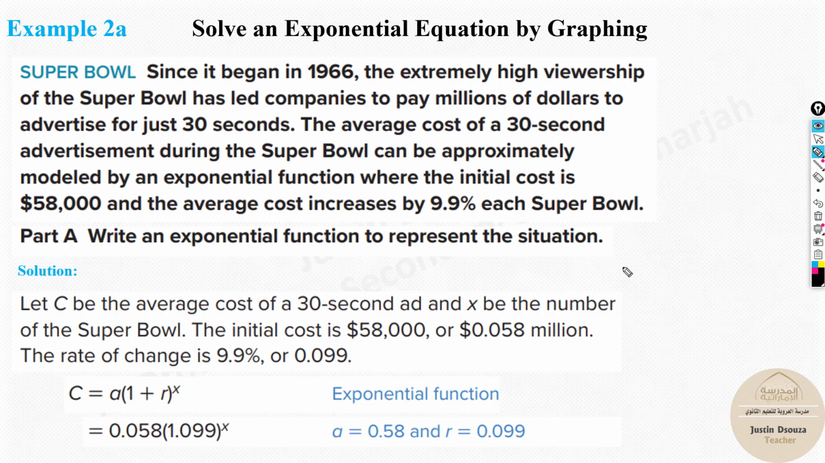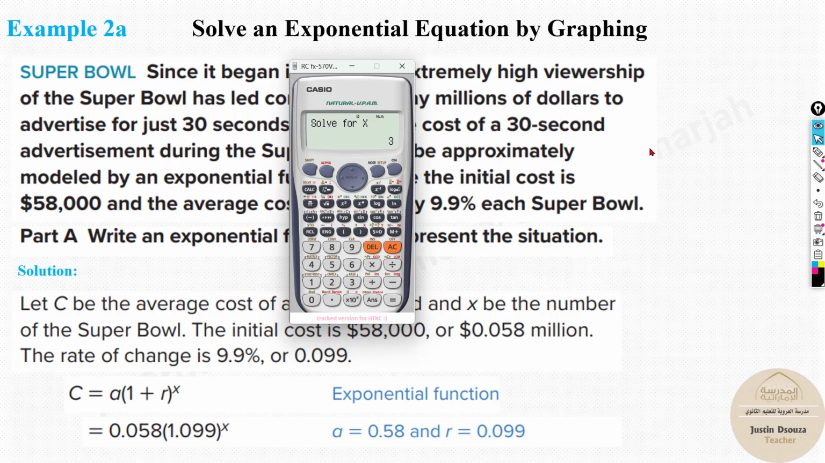So all you need to do is to get into millions. Now here you have 58,000. I need to write in terms of million, so divide by a million. Million means 6 zeros. 1, 2, 3, 4, 5, 6. The answer is 0.058. So that's why we write the initial cost in terms of millions as 0.058.